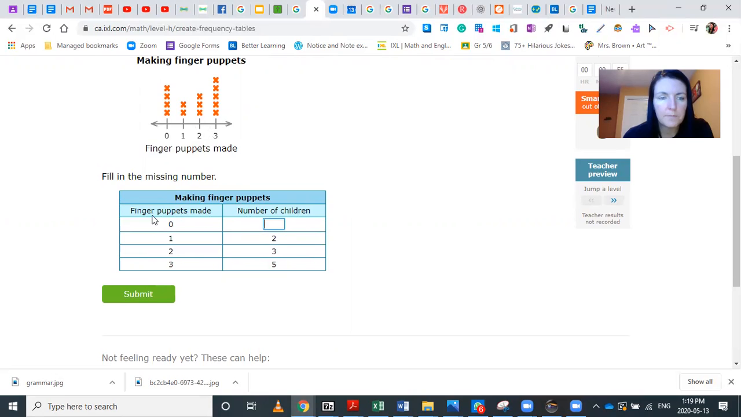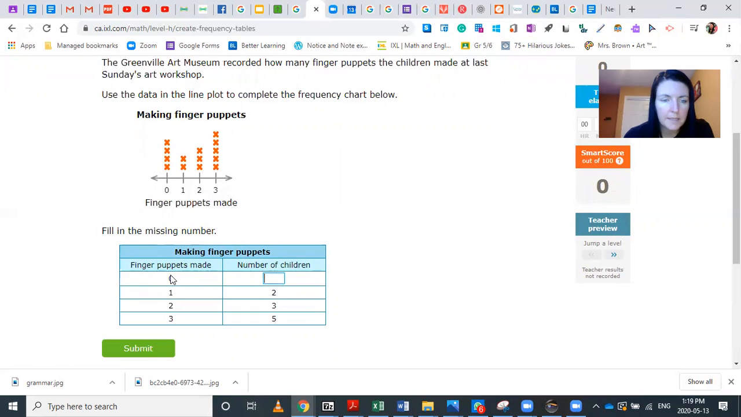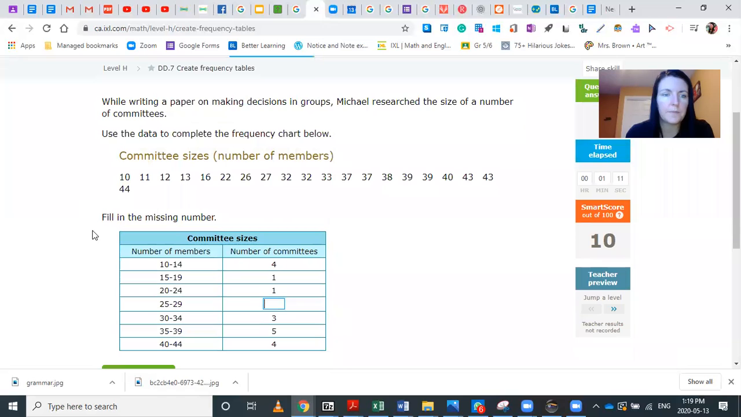Making finger puppets. Finger puppets made 0. How many people made 0 finger puppets? That's the one that we're missing here. We've got 1, 2, 3, 4. And submit. Let's look at this one.